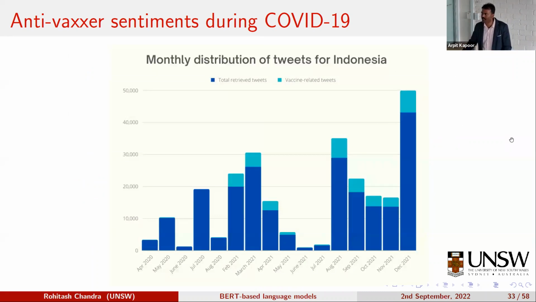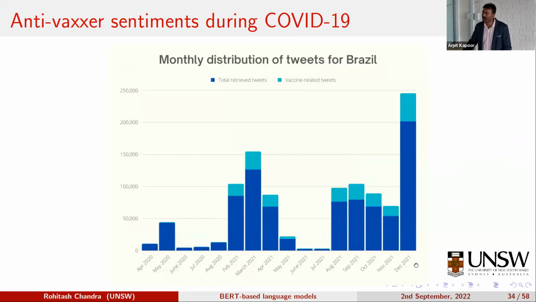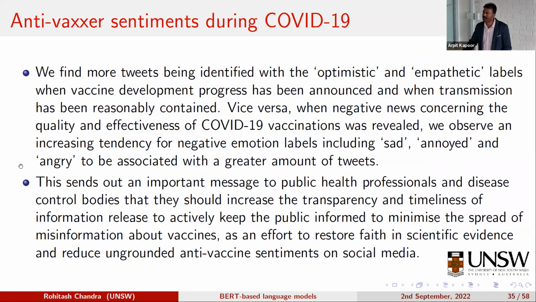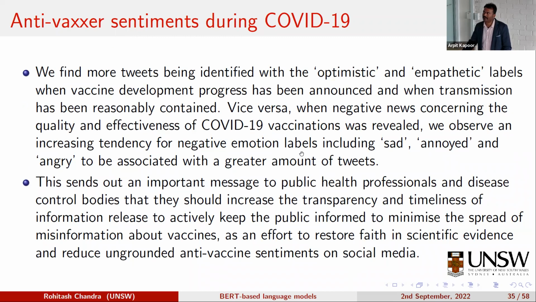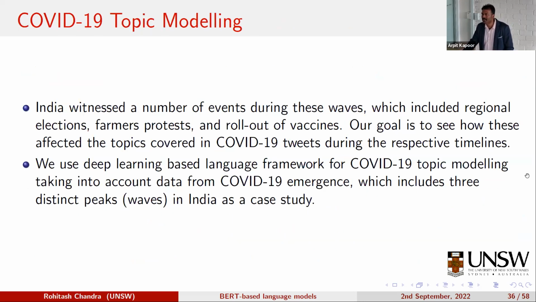We looked at vaccine related tweets until December 2021, and total and vaccine related tweets. We find that more tweets were optimistic, and it sends an important message to public health professionals and disease control bodies that they should increase the transparency and timeliness of information released to effectively keep the public informed, to minimize the spread of misinformation about vaccines, and also as an effort to restore faith in the scientific evidence and to reduce ungrounded anti-vaccine sentiments on social media. Hopefully, this is a very solid statement.